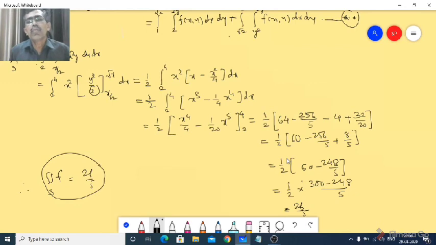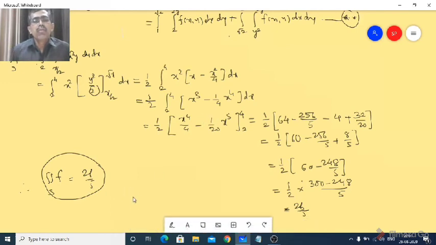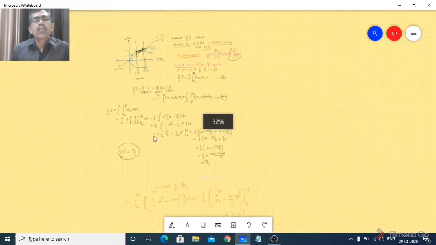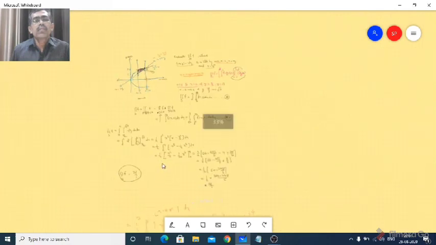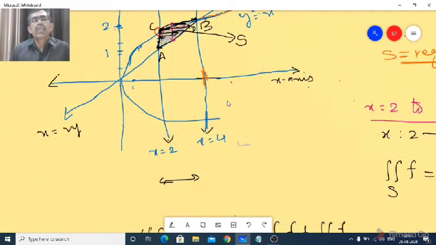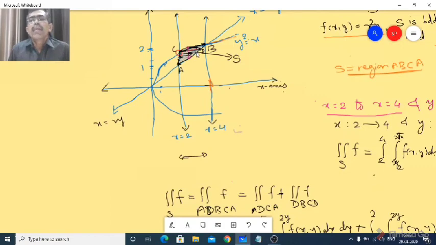So this is how you can evaluate the integral. Remember, whenever you want to solve examples of this type, it is very important to sketch the region of integration. First of all, learn to sketch the region carefully and then find the limits of integration of x and y by choosing the variables properly.